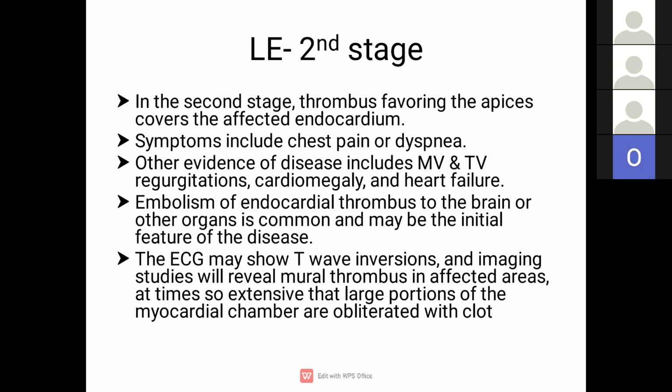Okay, thank you. Then, Dr. Olalekan, about Loeffler's, do you anticoagulate generally? Because in the pathophysiology, you mentioned that they develop apical thrombi.